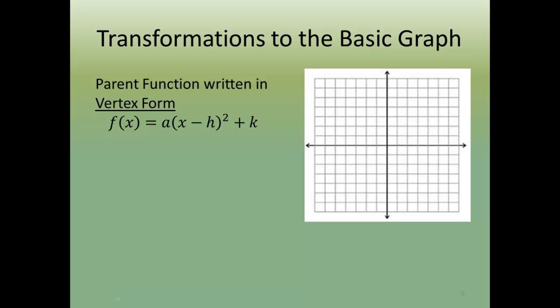Let's go ahead and apply some transformations to our parent function. This is the parent function written in vertex form. Similar to how we had the absolute value, these values are changed the same way. The equation is altered, the graph is altered. So the a value here actually is a stretch or compression. A vertical stretch.